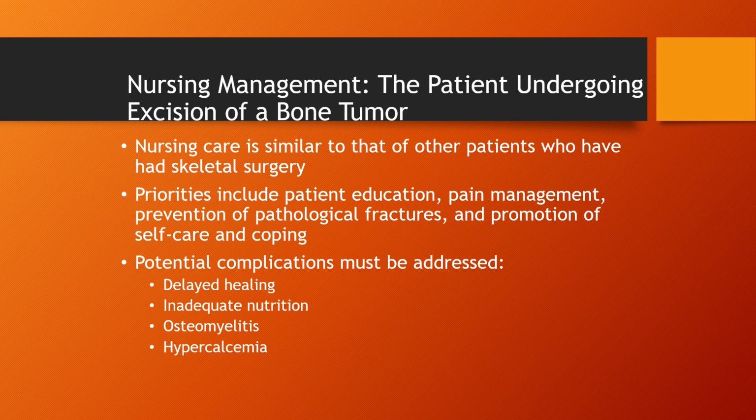So the nursing care is similar to that of other patients who've had skeletal surgery. Priorities include patient education and prevention of pathologic fractures. As I mentioned, they may need to be splinted, supported, handled with care, and then preventing any potential complications. We don't want them to have delayed healing or osteomyelitis. We want them to have good nutrition to promote healing, and then looking at those lab works for possibility of hypercalcemia and treating that.